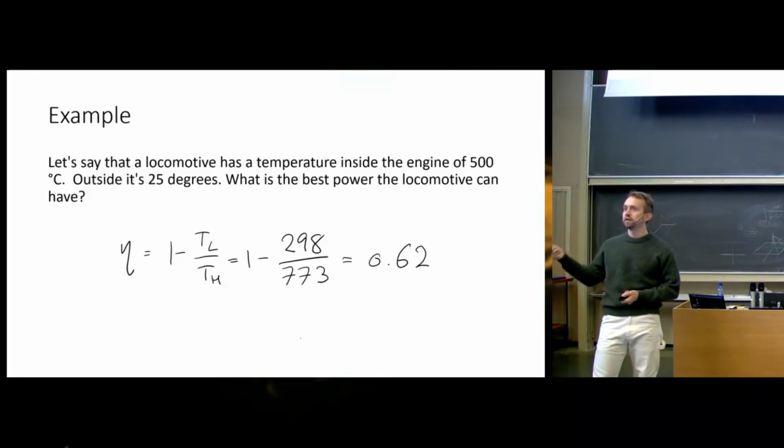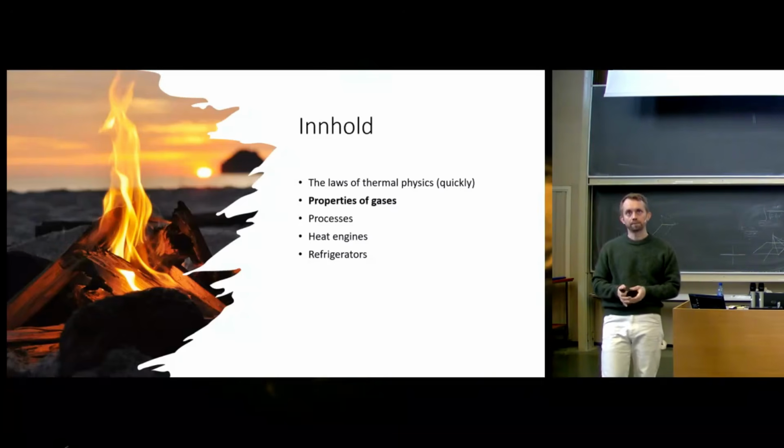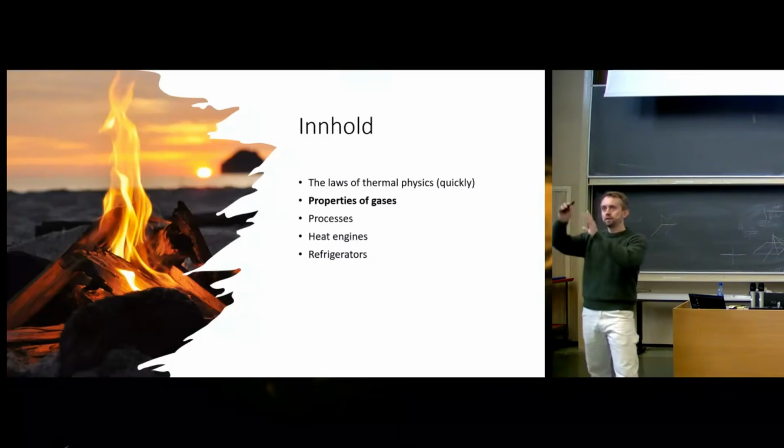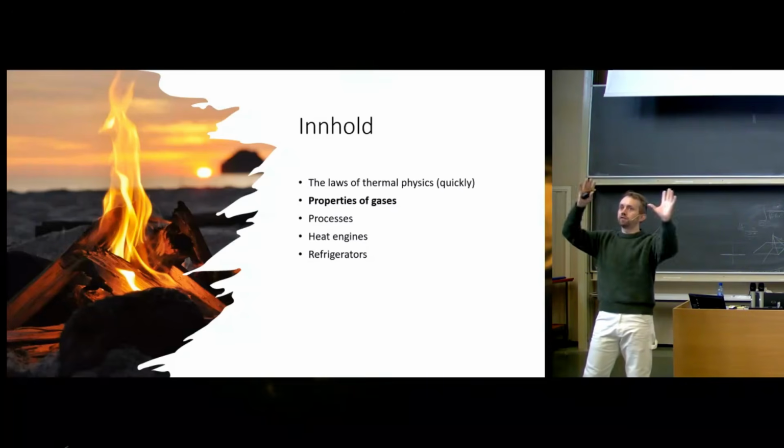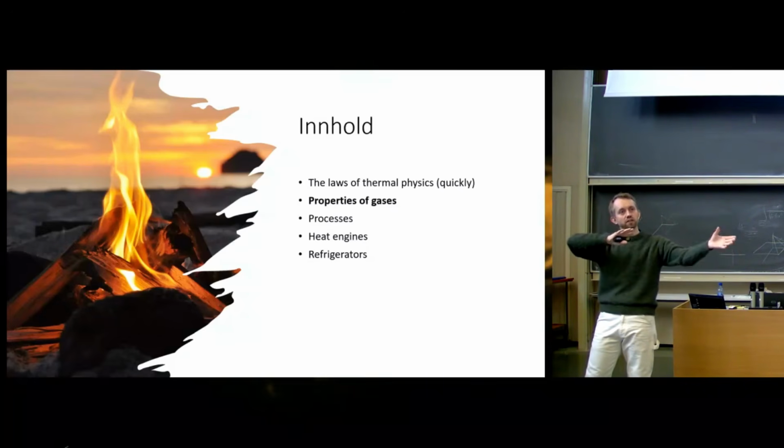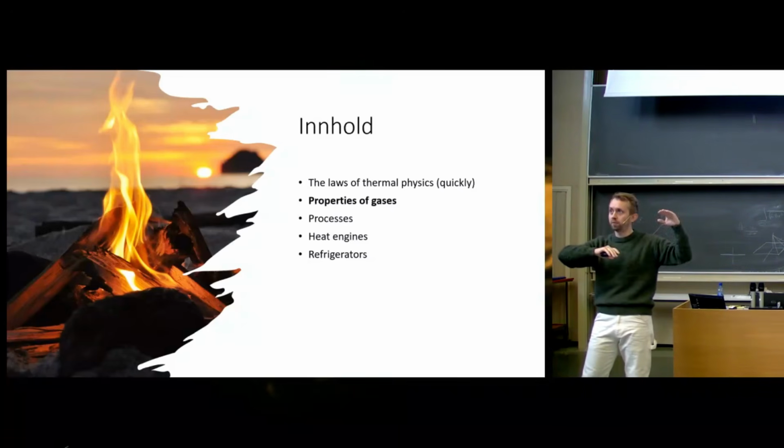If it's colder, the engine can be more efficient. In principle, real engines are not as efficient, obviously, but this is the theoretical limit based on the two laws of thermodynamics. The point is, laws of thermodynamics determine how efficient heat engines can be. And in particular, the second law gives you an upper limit.